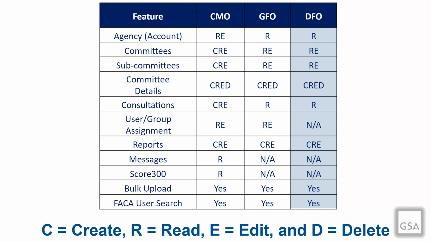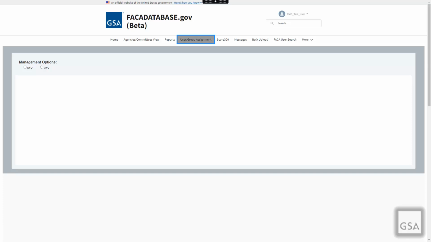Each of these roles also have a read-only version, given to users who only need the ability to see what that role sees, and not edit or create any data. CMOs have complete visibility for all their agency committees/subcommittees, and are responsible for creating new committees and all consultations. The CMO is also responsible for managing GFO and DFO assignments. GFOs have the ability to assign DFOs to committees as well, following the steps below.